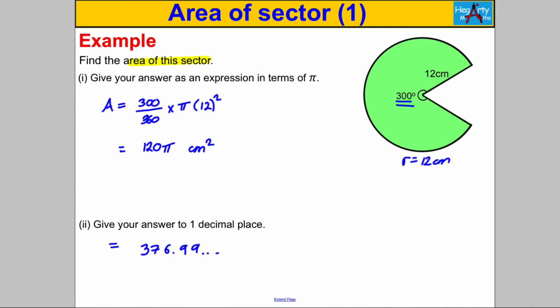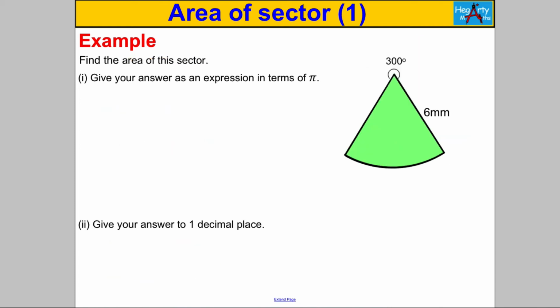376.99, etc. So rounding that to one decimal place, that 9 makes you round that up to a 10, so you're going to put a 0 there and carry a 1 over here. So it would end up being 377.0, and the unit is centimeters squared as before. Okay, next one, pause the video and have a go.